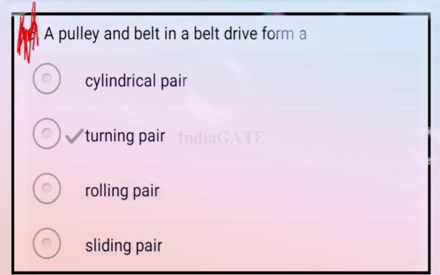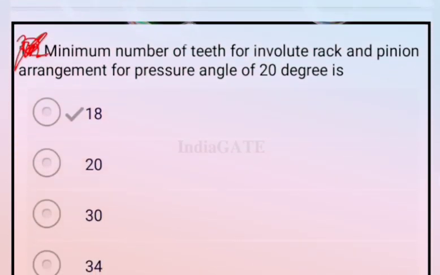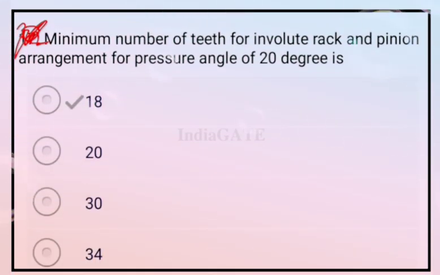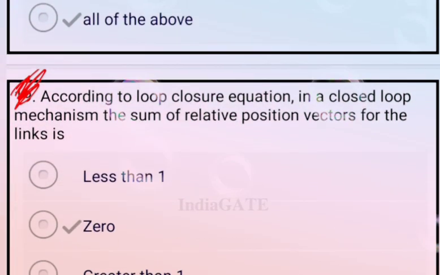A pulley and belt in a belt drive form a turning pair. So option B is your correct answer. The minimum number of teeth for the involute rack and pinion arrangement with a pressure angle of 20 degrees is 18. Now come to the next question. In Hooke's joint, the maximum velocity ratio between the driving and driven shaft is possible if theta is all of these, meaning 0, pi and 2 pi. So option D is your correct answer.